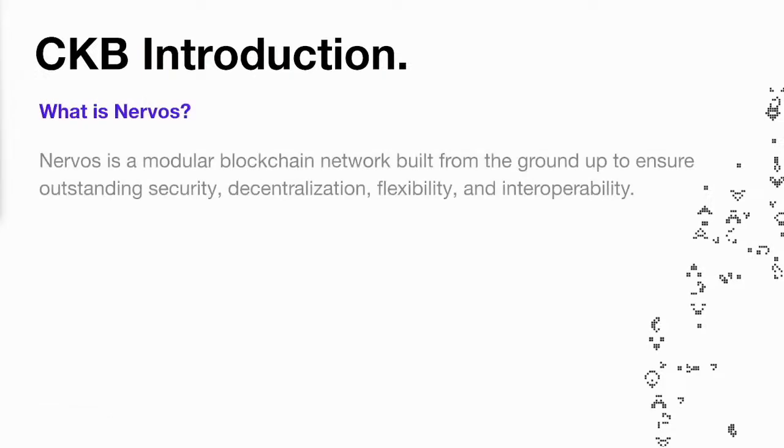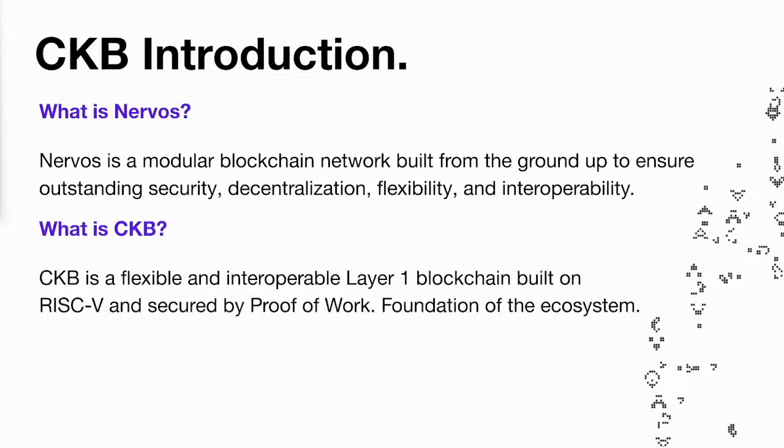Okay, so what is Nervos? Nervos is a modular blockchain network built from the ground up to ensure outstanding security, decentralization, flexibility, and interoperability. What is CKB? CKB is a flexible and interoperable layer 1 blockchain built on RISC-V, secured by proof of work. It's the foundation of the ecosystem.